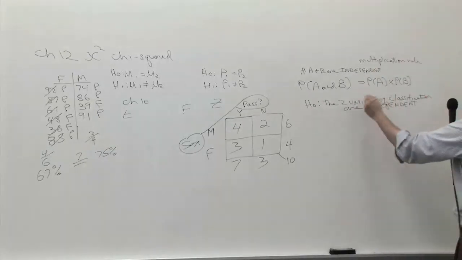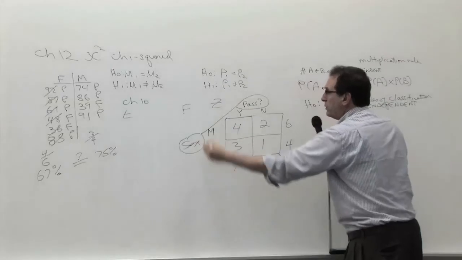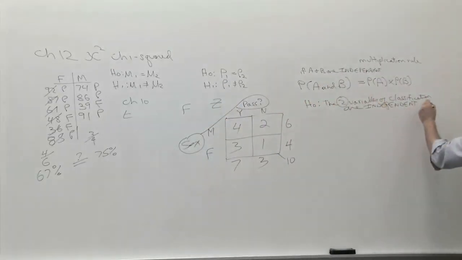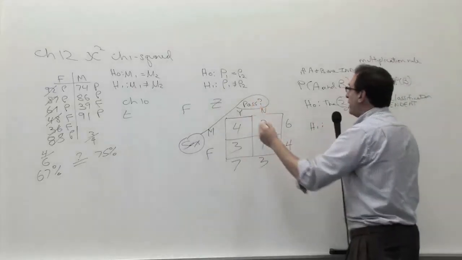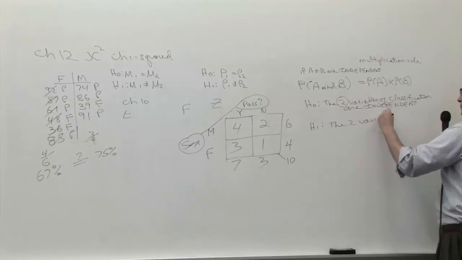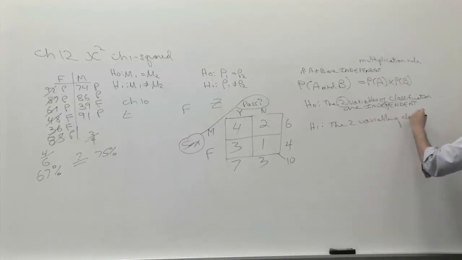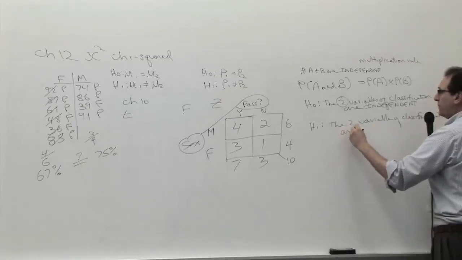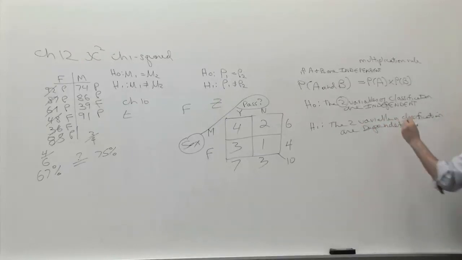So we call them the 2 variables of classification, and there are 2 of them because there's going to be one along the rows and one along the columns. The null hypothesis is that the 2 variables of classification are independent. The H1 is no, that there is a relationship between them. The 2 variables of classification are not independent, or dependent, if you want to call it by a word, dependent.